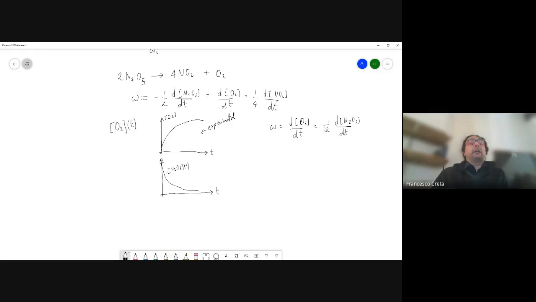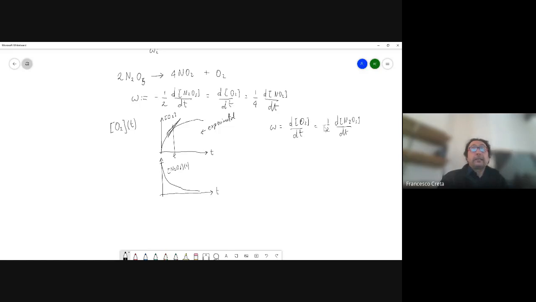So now I've done an experimental campaign, and I almost know everything. I know the function O2 as a function of time. I know N2O5 as a function of time, etc. And I know that omega is the rate of change. So it's the slope. At every time t, I can calculate the slope. Suppose this is the slope, and from this, I can compute omega.